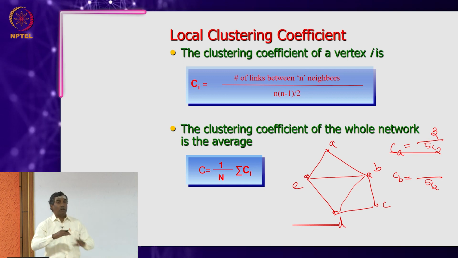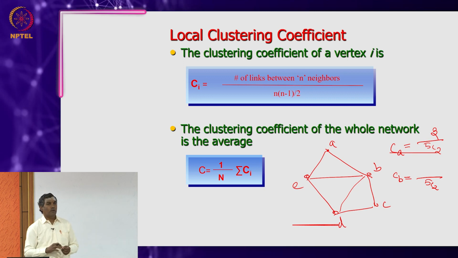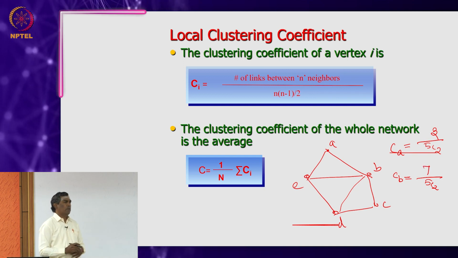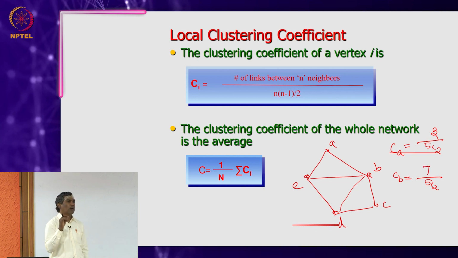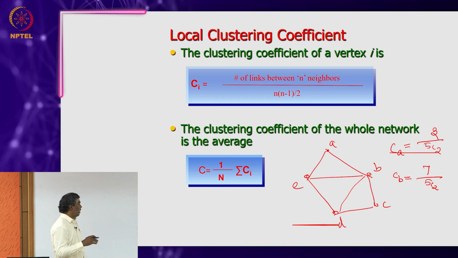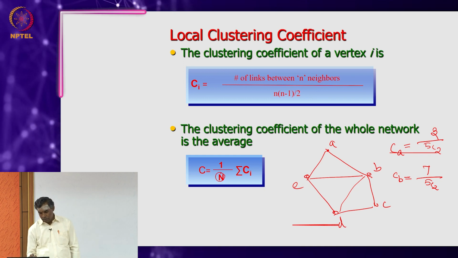How many edges are there between the neighbors of B? Of course, it is 7. This is a way we can calculate it. This is called the local clustering coefficient. Once you find the local clustering coefficient, of course, I have to change it into a small n.